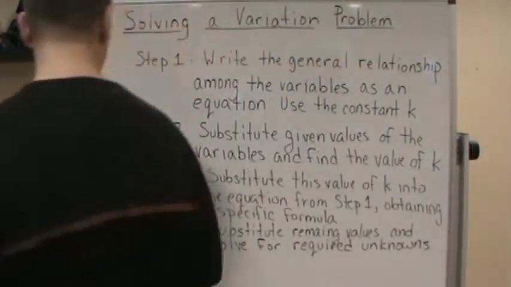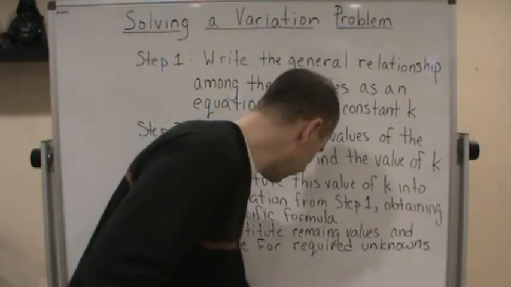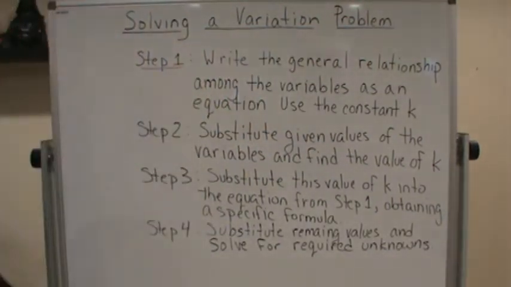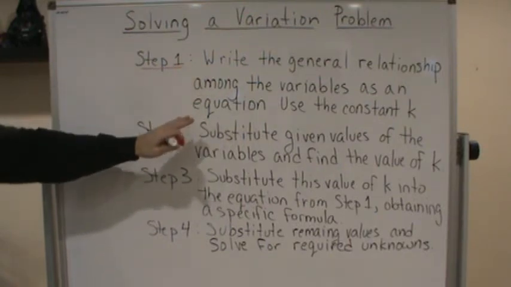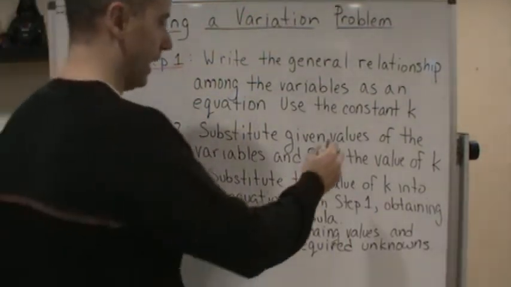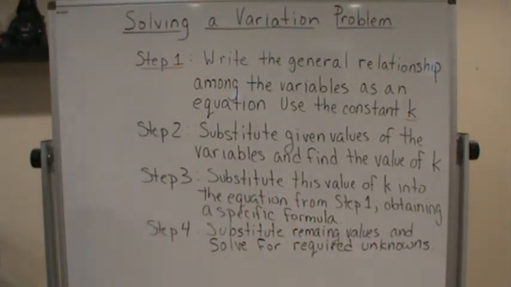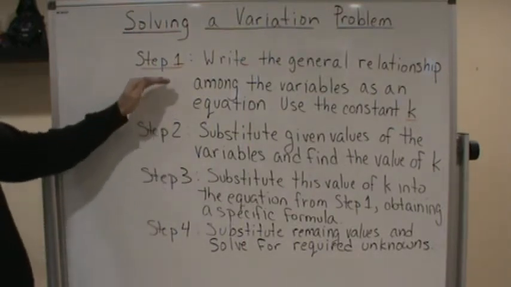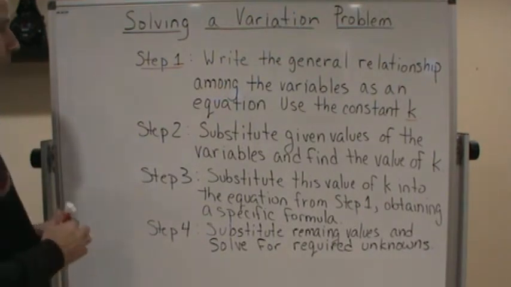The first step is that we're going to want to write the general relationship among the variables that are given in the problem as an equation. Again, we're going to use the constant k to help us as well. We're going to use the wording of the problem to help us set these up as a general relationship among the variables.